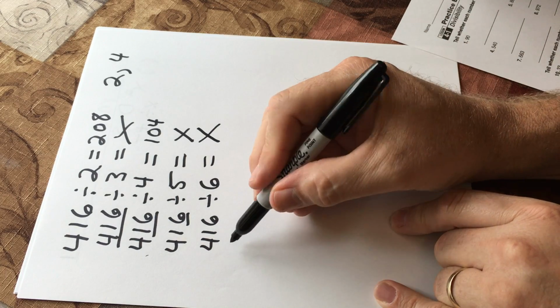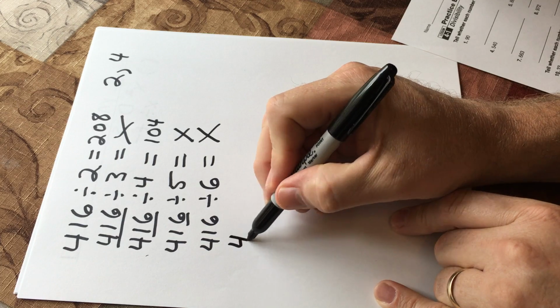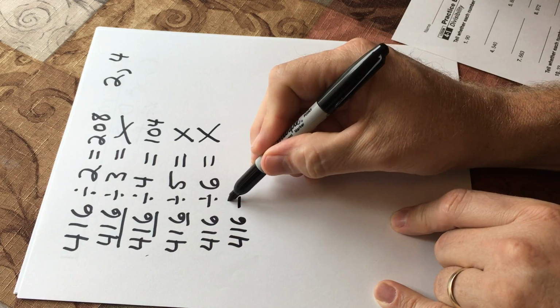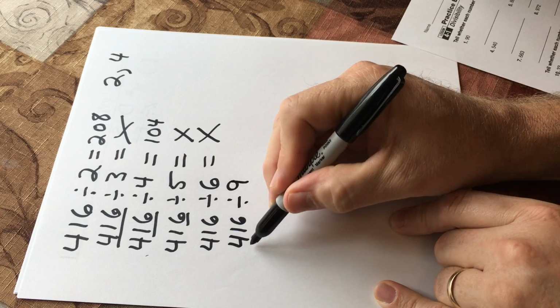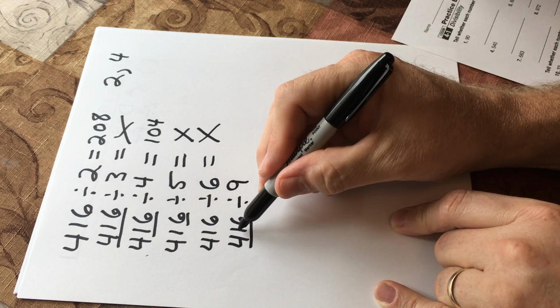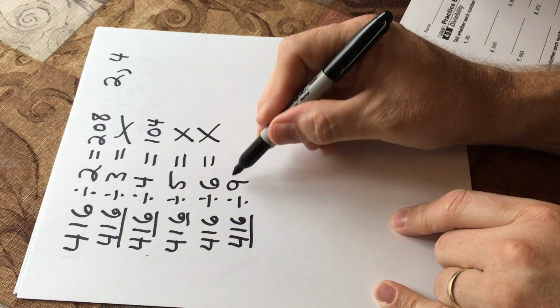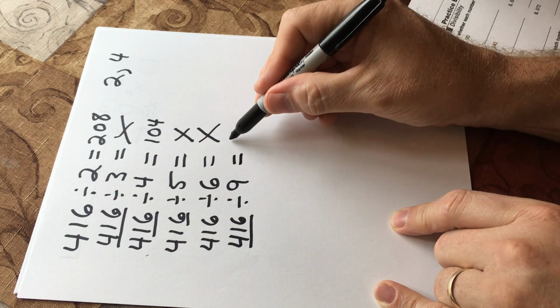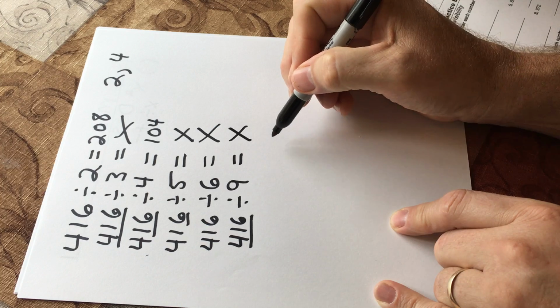7, 8, we don't have a rule for. 9, so 416 divided by 9. We add up all the digits again. 4 plus 1 is 5, plus 6 is 11. 11 is not divisible by 9, so we're not going to get that one.